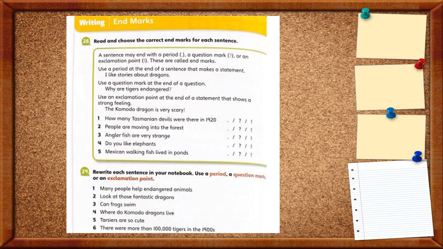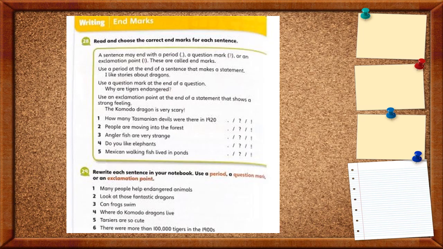Now, what you have to do is to choose how to end these next sentences or questions. Number 1. How many Tasmanian Devils were there in 1920? ¿Qué se le debe de poner? ¿Punto, signo de interrogación o signo de exclamación? Correcto, signo de interrogación. Muy bien.